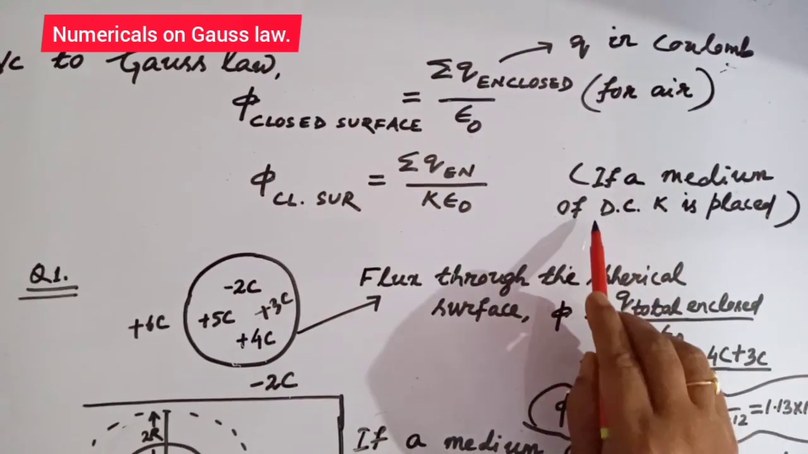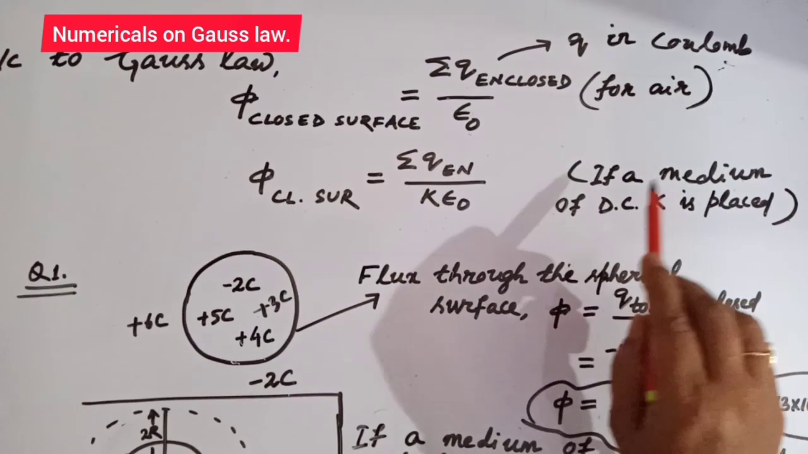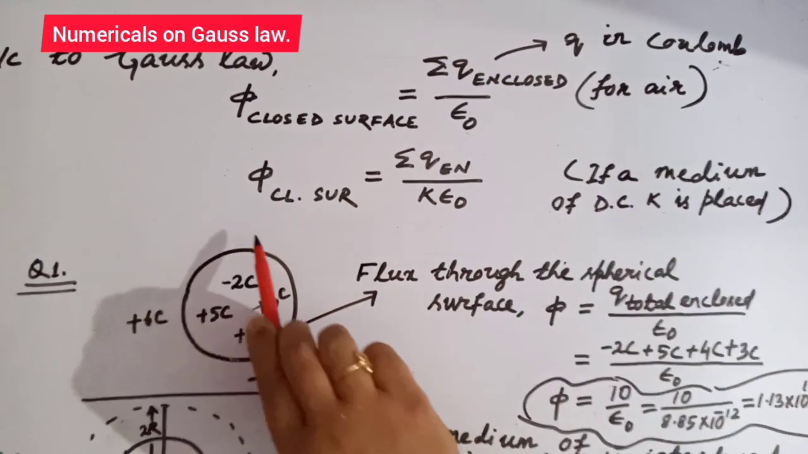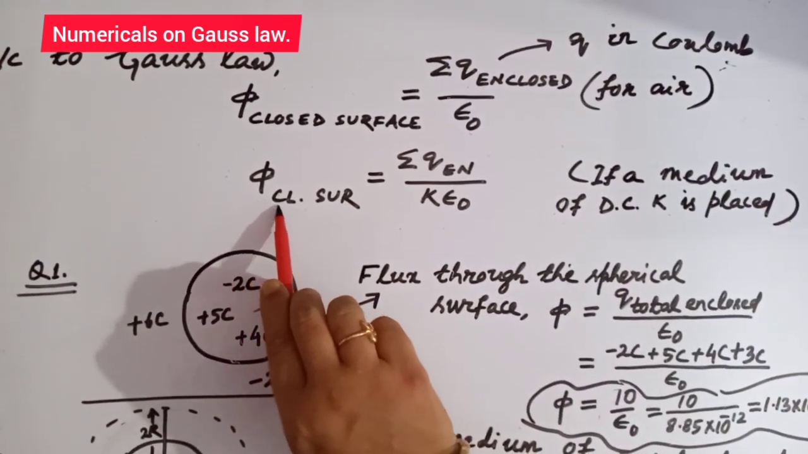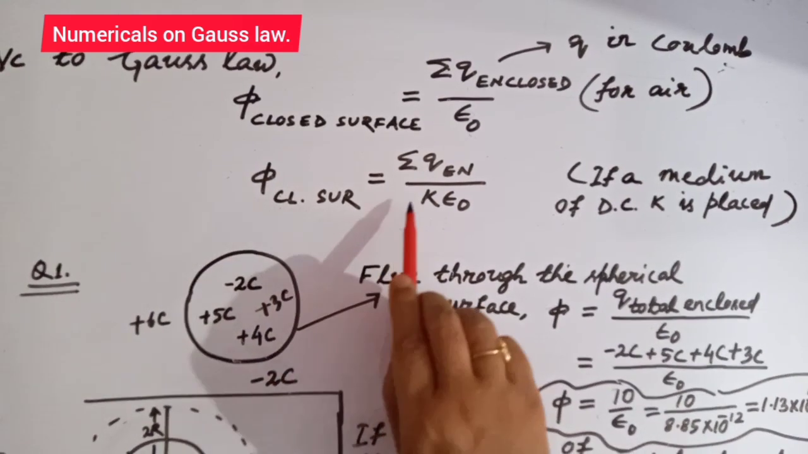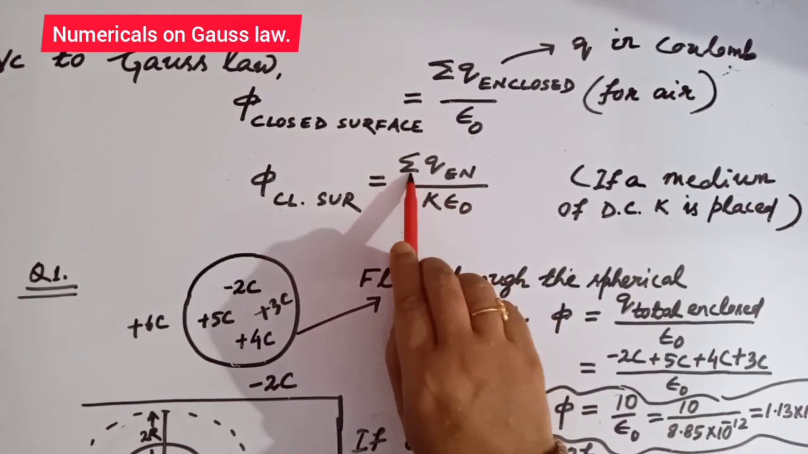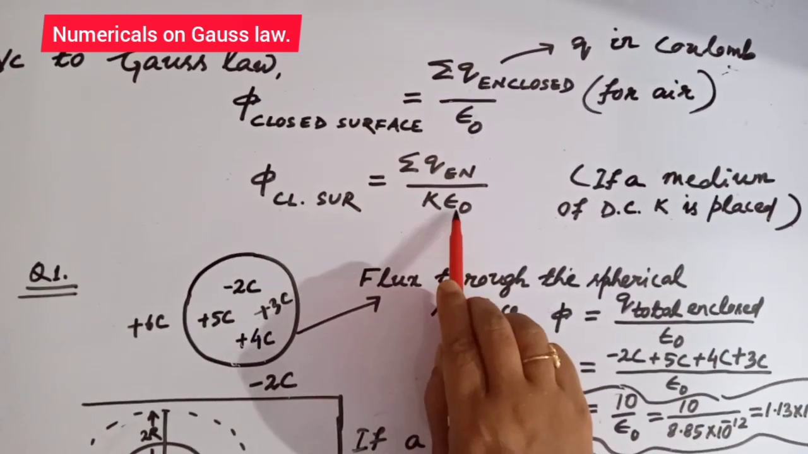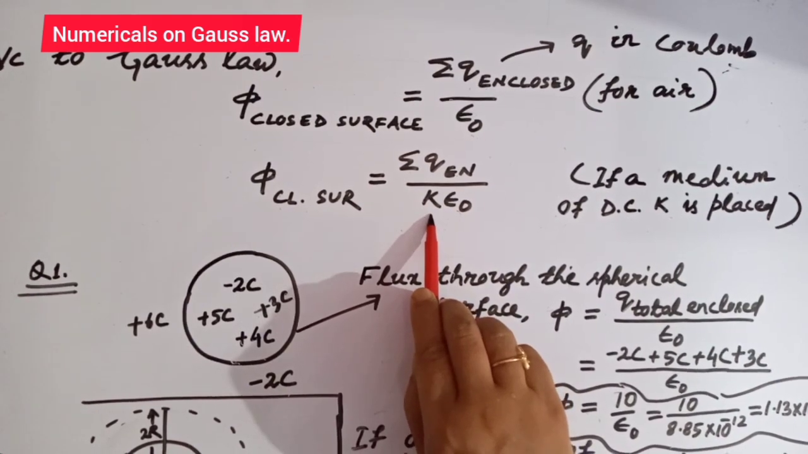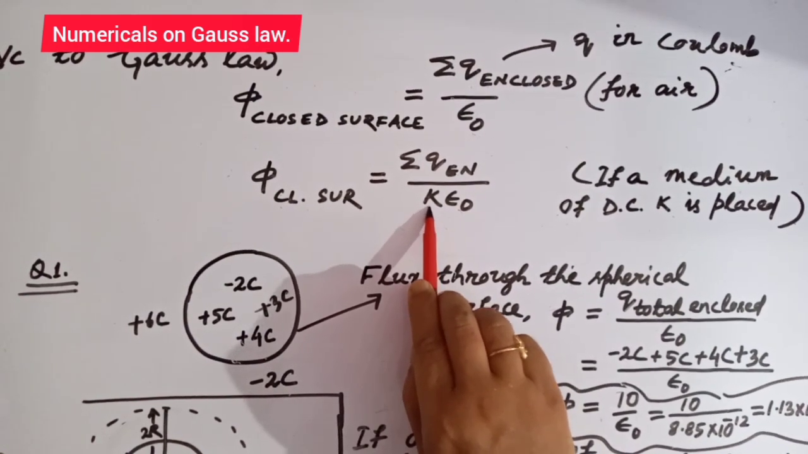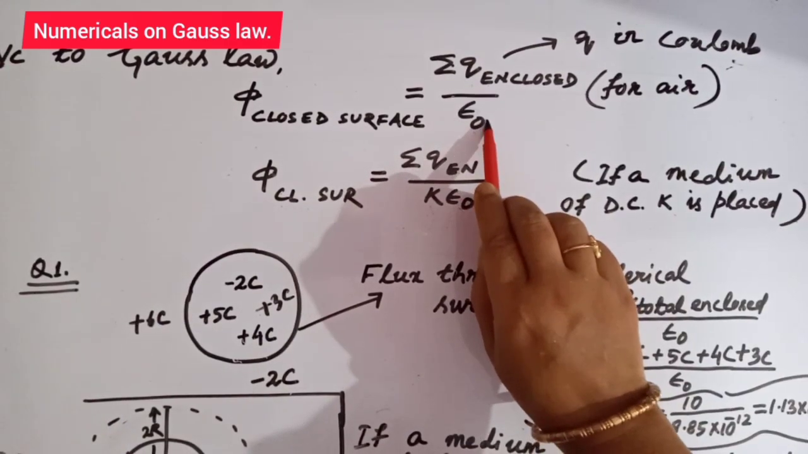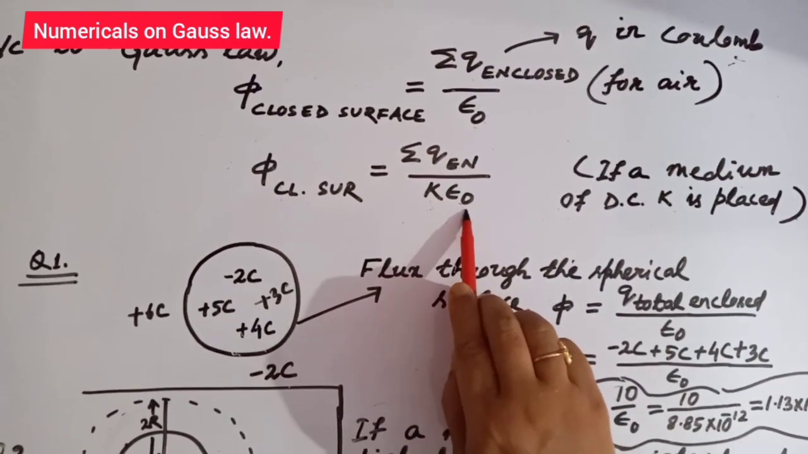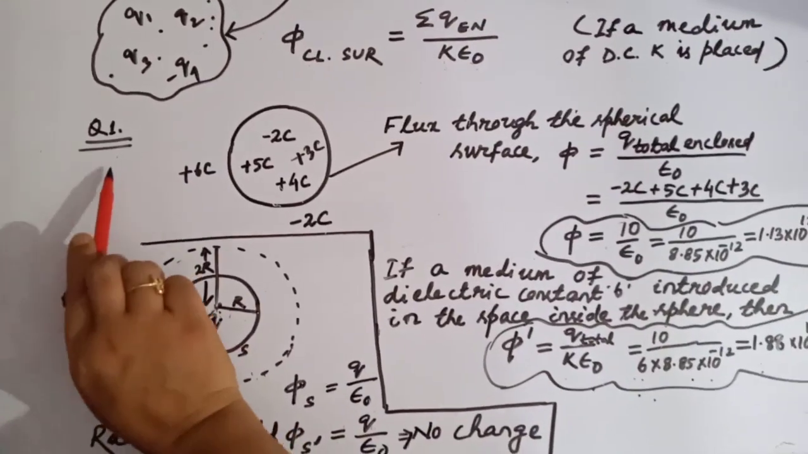But if the medium is different from air or vacuum, say another medium having dielectric constant K, then the formula to find the electric flux through the closed surface becomes total charge enclosed by the surface divided by K epsilon naught, where K is the dielectric constant of that medium. If air is there, then it is epsilon naught. If any other medium, it is K epsilon naught. Let's discuss question number 1.